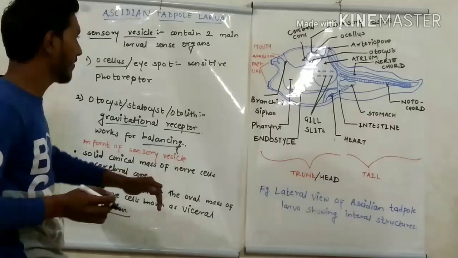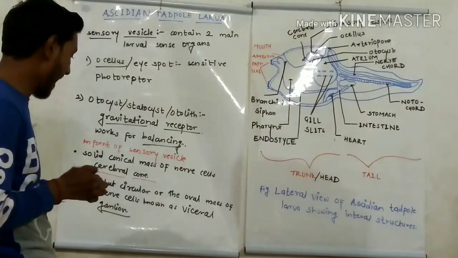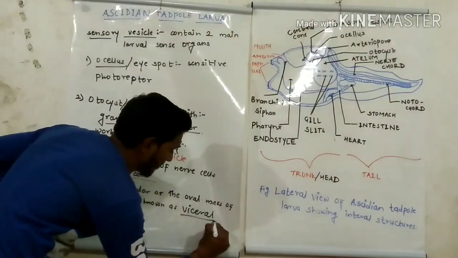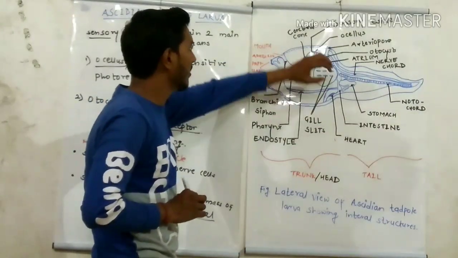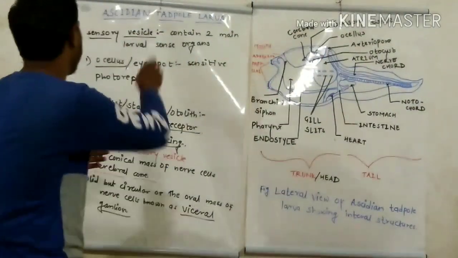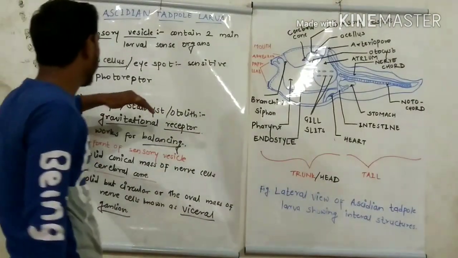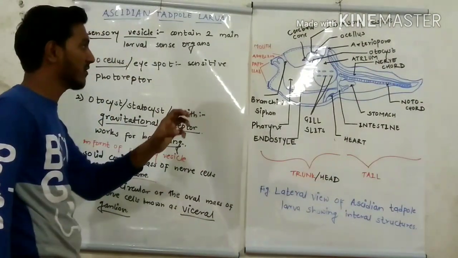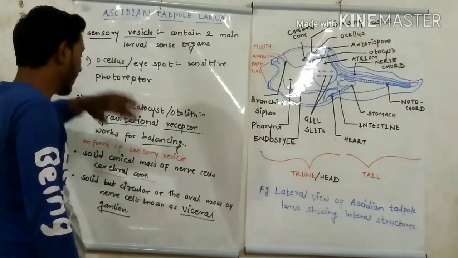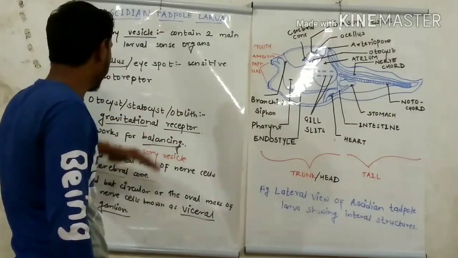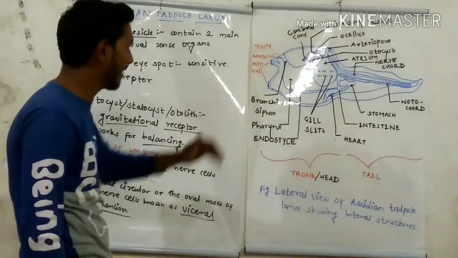In front of the sensory vesicle is the cerebral cone, and at the back of it is the presence of visceral ganglia. It is all about the sensory organs. In the sensory vesicle there is the presence of ocellus. Ocellus is the sensitive photoreceptor, which detects the presence and the absence of light. The second receptor is otocyst. It is the gravitational receptor, which works for balancing and acts as a balancing organ.